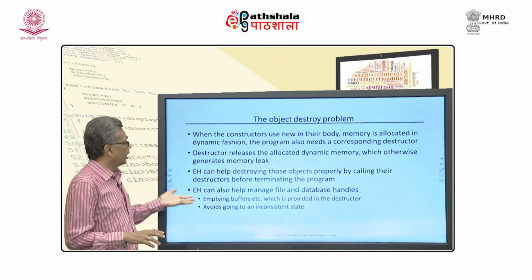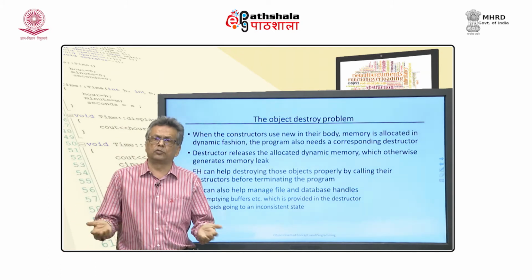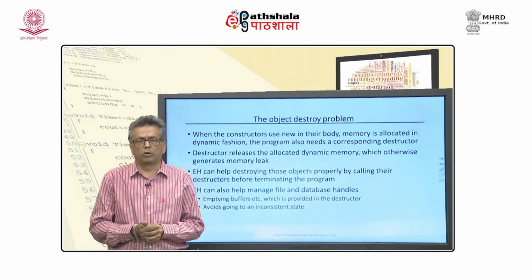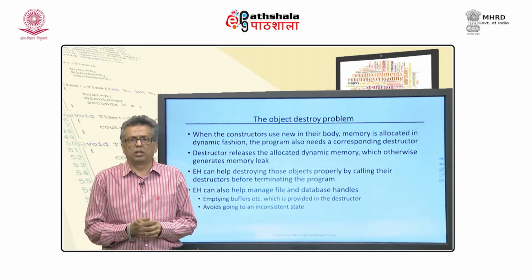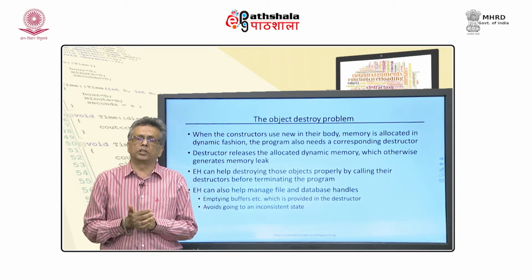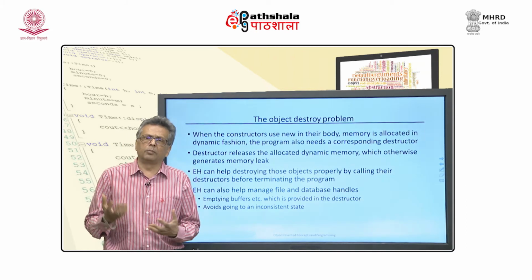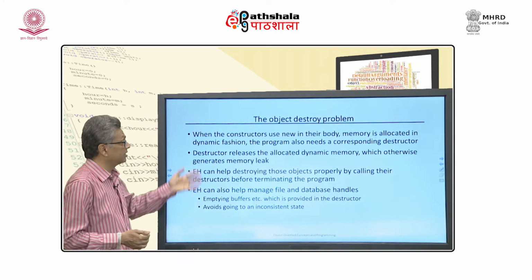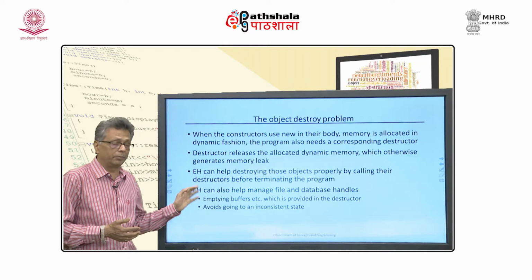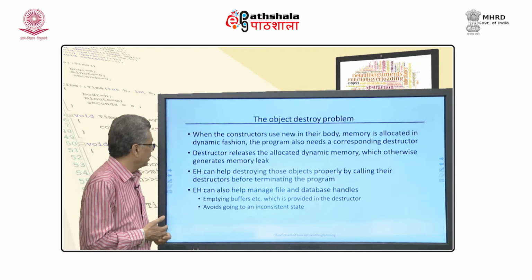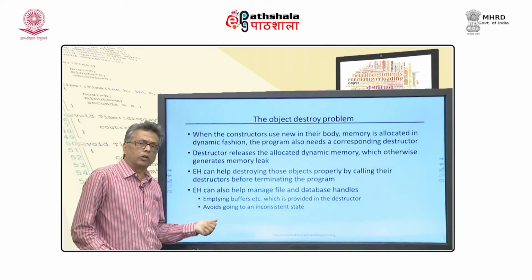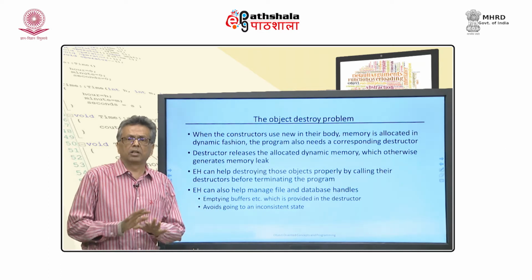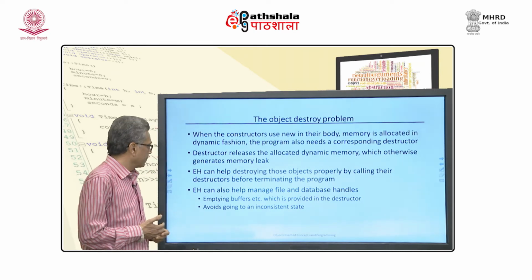Here the advantage is that you write the destructors which do it, and you make sure that whenever the object goes out of scope or an exception is thrown, the objects which are defined prior to the exception being thrown are automatically deleted. That means their destructors are called automatically. So, this object destroy problem can be managed here. In fact, exception handling can also specify what to do, for example, emptying buffers etc., to make sure that there is no inconsistent state. Okay.